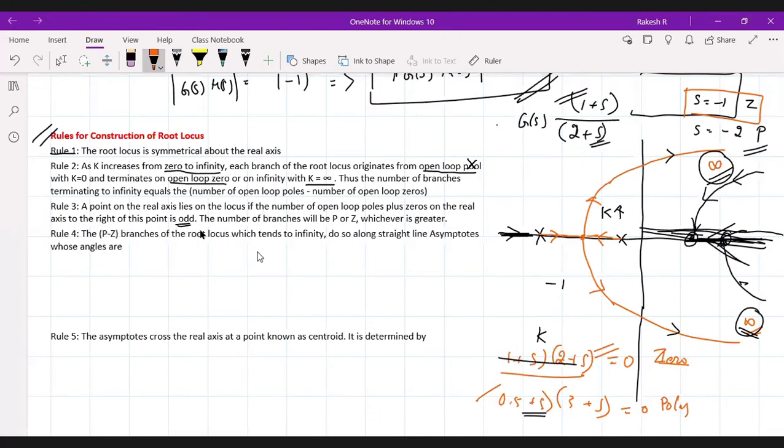Just remember, the root locus exists only when P plus Z is odd. If P plus Z is odd, then the root locus exists.